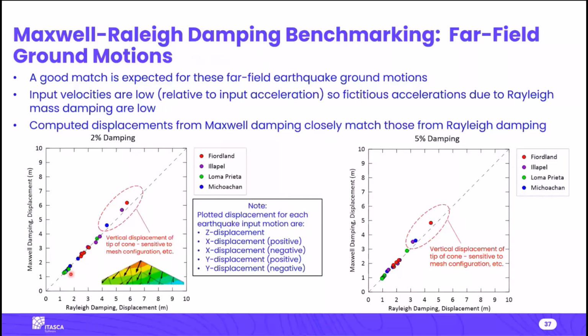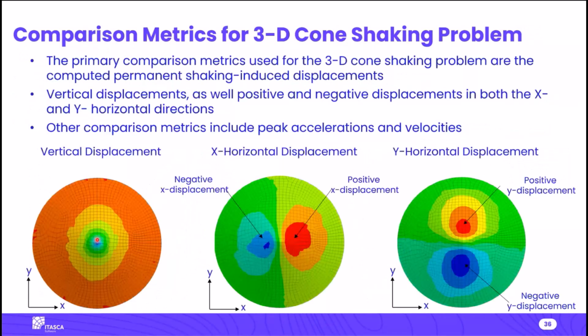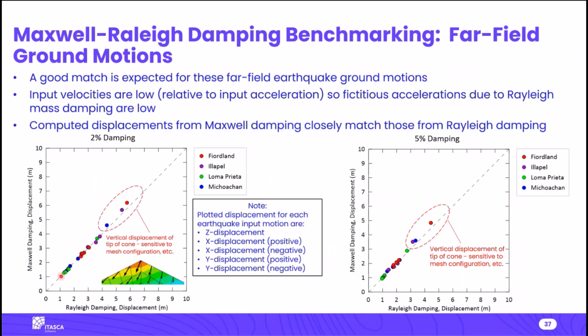And how we're doing this comparison is, these metrics of vertical displacement and horizontal displacement in 2 directions, positive and negative, we're plotting on this comparison figure. So we've got Rayleigh damping displacements on the horizontal axis and Maxwell damping displacements on the vertical axis. If these 2 forms of damping are giving the same result, we should expect everything to plot along this 1-to-1 line. And that's pretty much true for the horizontal displacements.